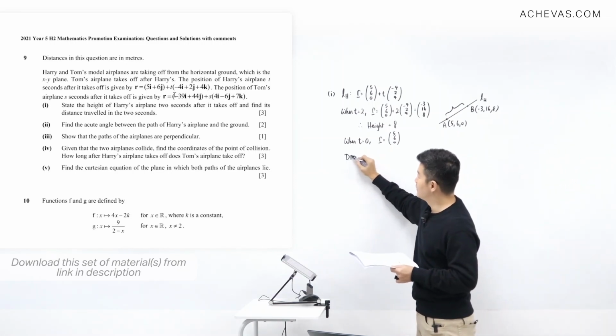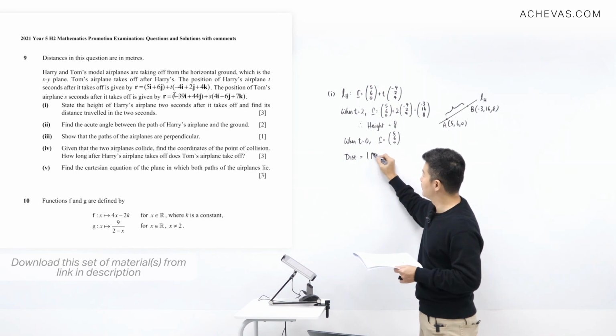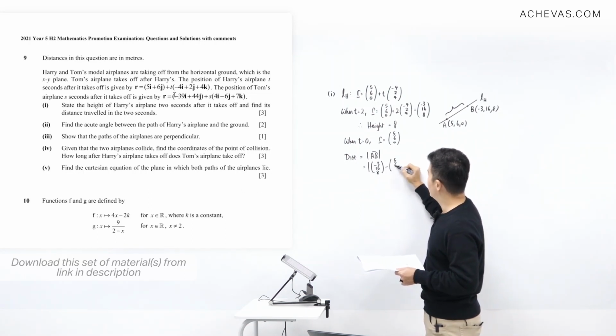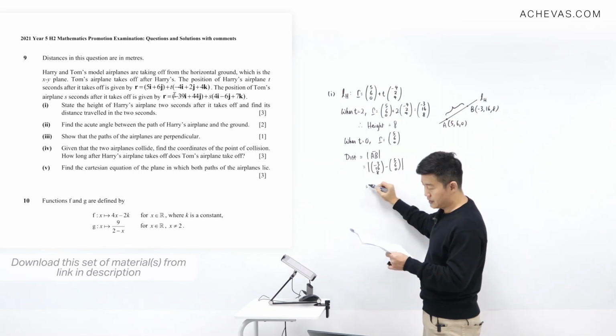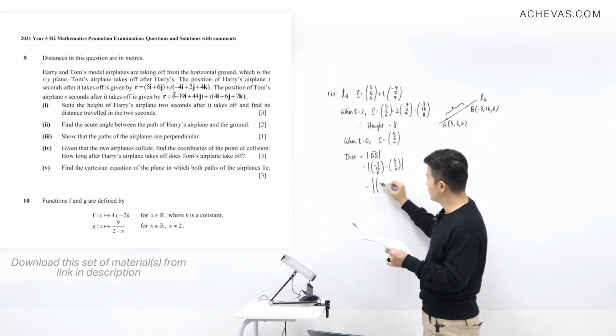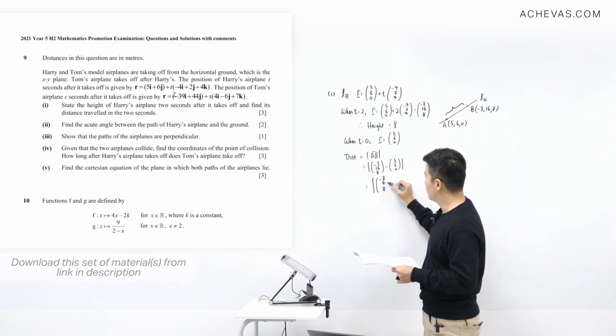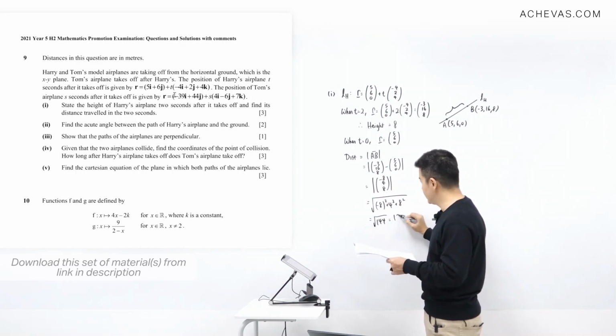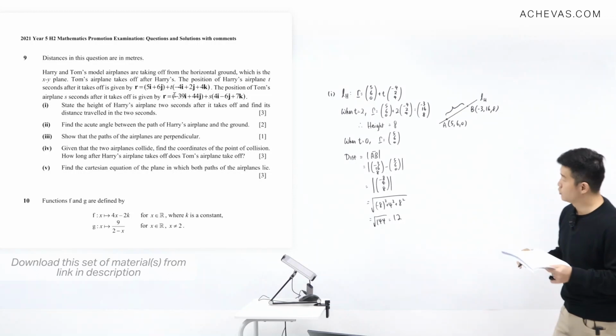So the distance that is required by the question is going to be modulus of AB, which is modulus of OB minus OA. So (-3, 16, 8) minus (5, 6, 0). This is equal to the modulus of (-8, 4, 8). It is square root of (-8) squared plus 4 squared plus 8 squared. It is going to be square root of 144. So the distance that is traveled is going to be equal to 12.